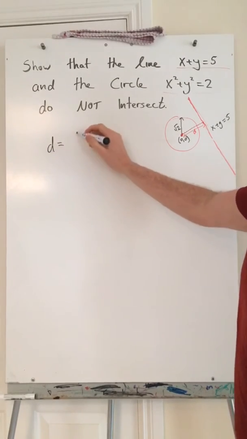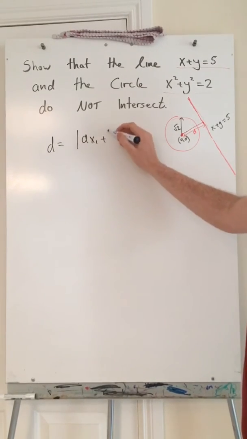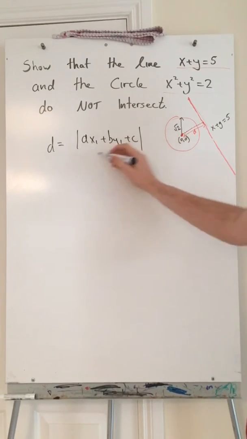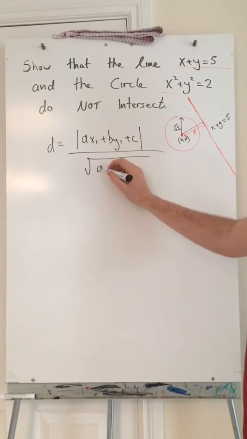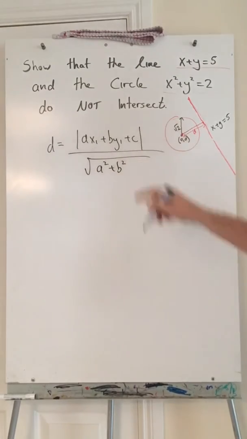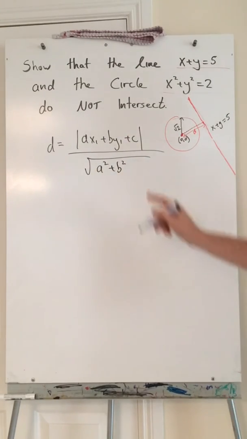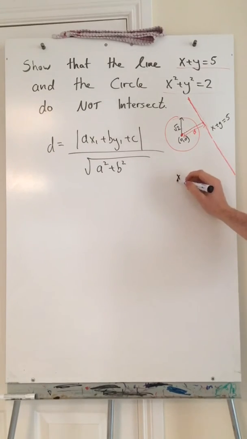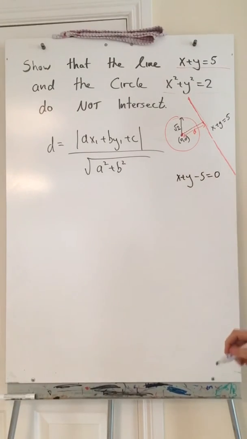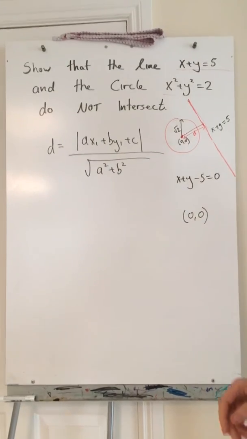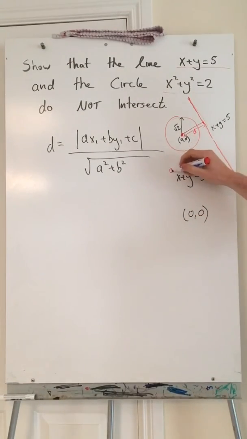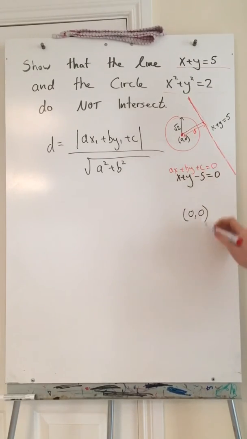Okay, so the formula is the perpendicular distance is the absolute value of ax1 plus by1 plus c, all over the square root of a squared plus b squared. So I covered this in video 1. So let's fill this in. My line is x plus y, and I'm just going to bring over the 5, so x plus y minus 5 is equal to 0. And my point is the point (0, 0). So again, to fill it in, remember, this line here is in the format ax plus by plus c is equal to 0, and this point here is obviously my x1, y1.